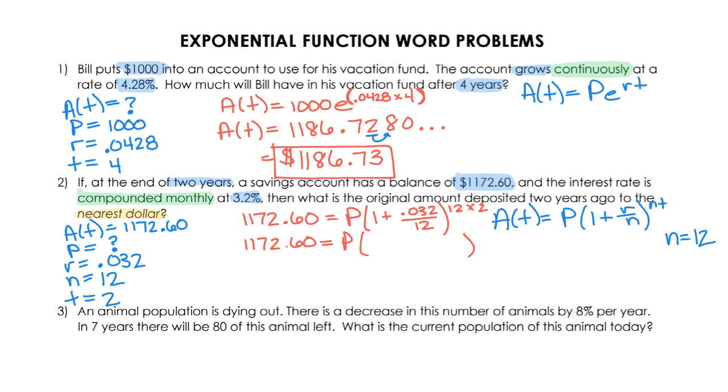So go ahead and type it in, and we should end up with 1.066001591. Remember that P is being multiplied by that number. There's multiplication in between that P and that number, and so we're going to go ahead and undo that multiplication by dividing.